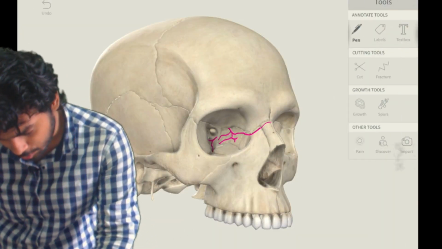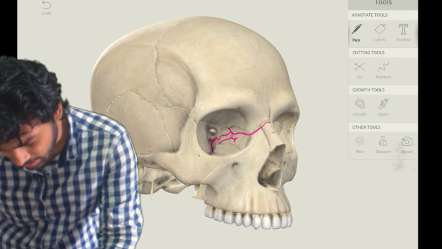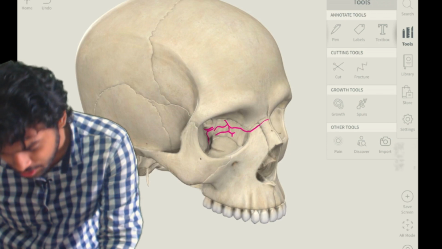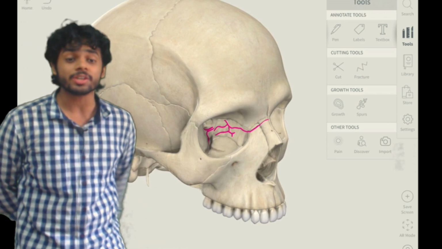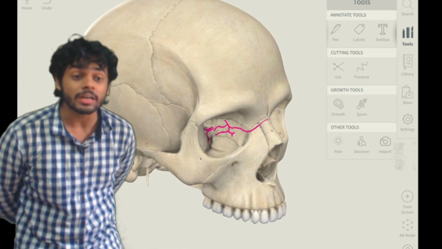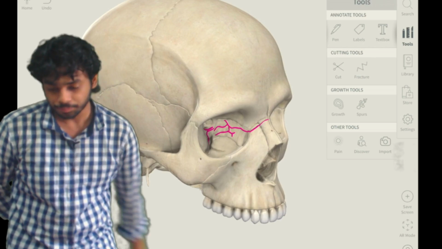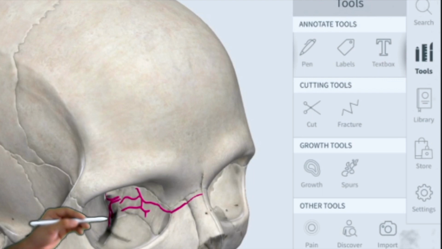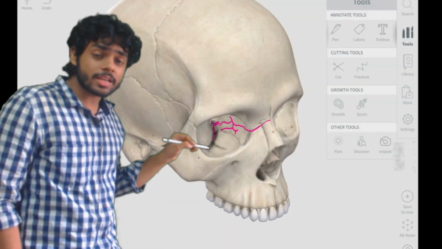Now let me show you here. And see, the fracture line has reached the inferior orbital fissure. Okay, and here can you see the inferior orbital fissure? This is the inferior orbital fissure, and it has two aspects.